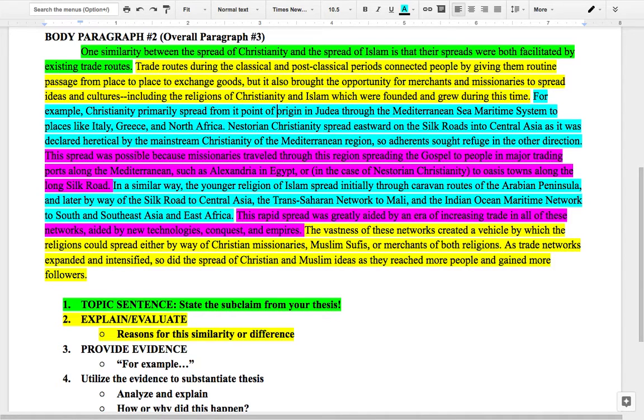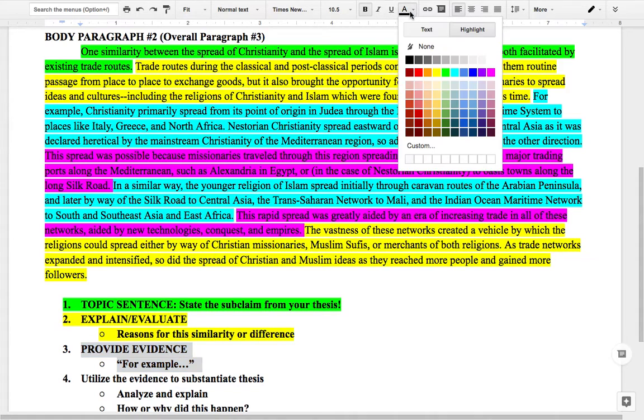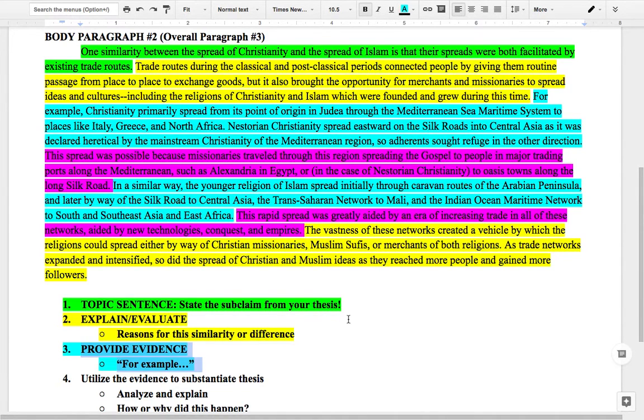Excuse me, I'm going to fix my errors here. Nestorian Christianity spread eastward on the Silk Roads into Central Asia, as it was declared heretical by the mainstream Christianity of the Mediterranean region. So adherents sought refuge in the other direction. So there I've provided evidence for the spread of Christianity along trade routes.